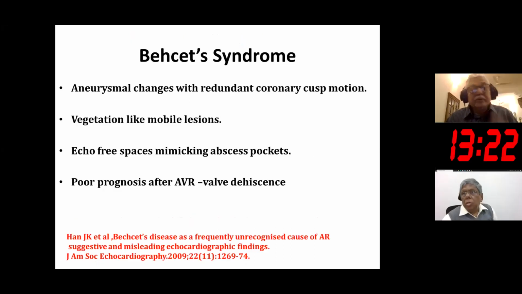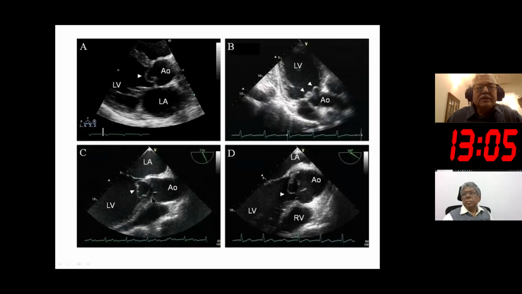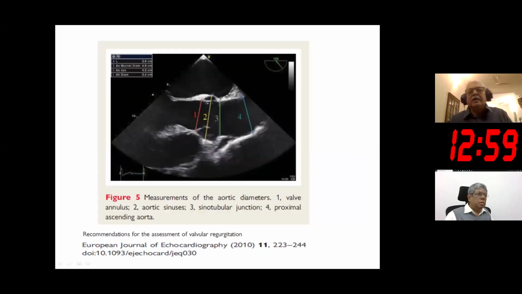Behçet syndrome can produce aortic regurgitation in multiple ways, which include vegetation-like mobile lesions and echo-free spaces mimicking abscess pockets. As you can see here, there are masses suggesting vegetation, but they're not actually vegetations. And you can see the multiple prolapse of the aortic leaflets in Behçet syndrome. So this is something to be kept in mind whenever you see an aortic valve prolapse.